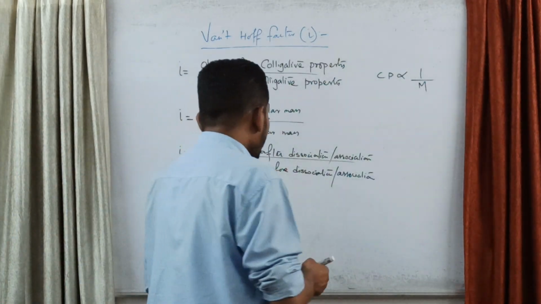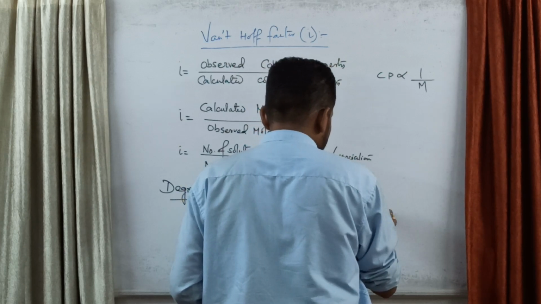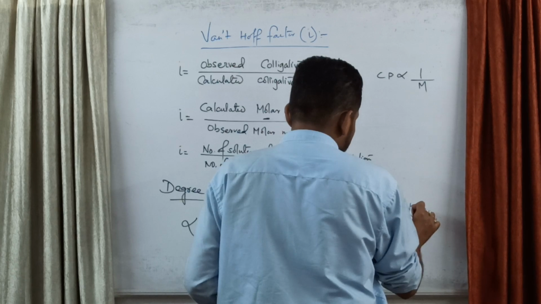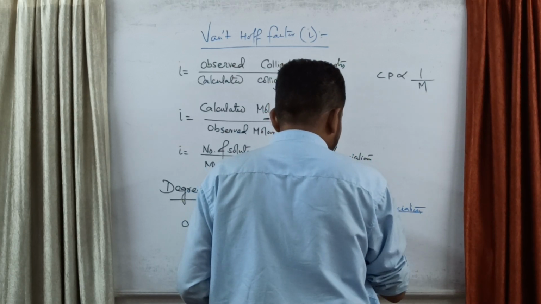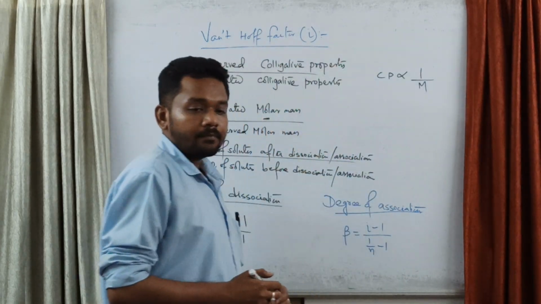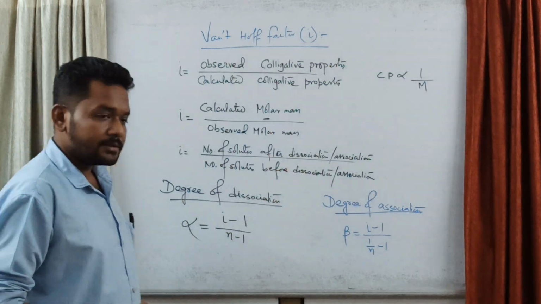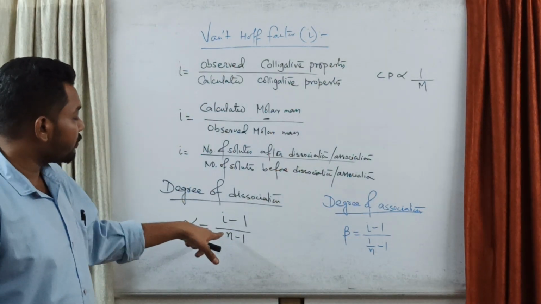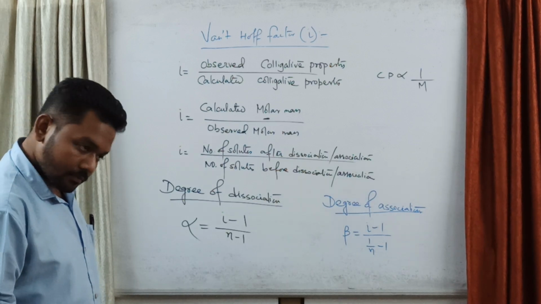Or degree of association, which can be represented as beta, that is i minus 1 by 1 by n minus 1. Okay, where n is the number of particles. So degree of dissociation alpha equals to i minus 1 by n minus 1, degree of association beta equals to i minus 1 by 1 by n minus 1.